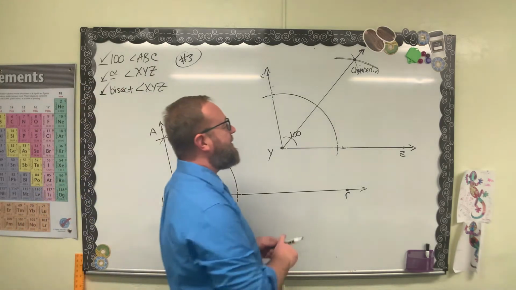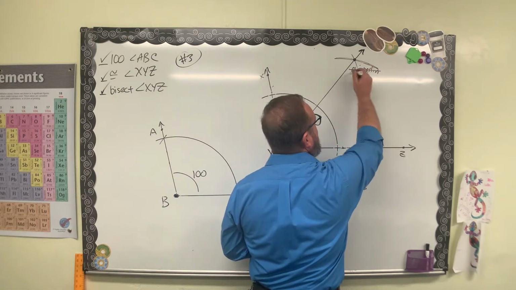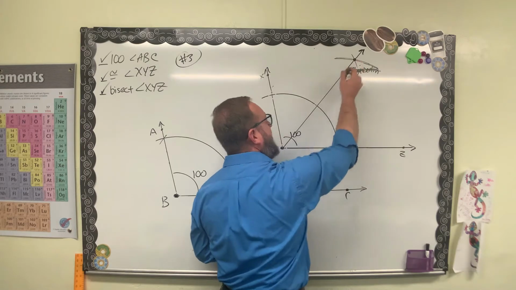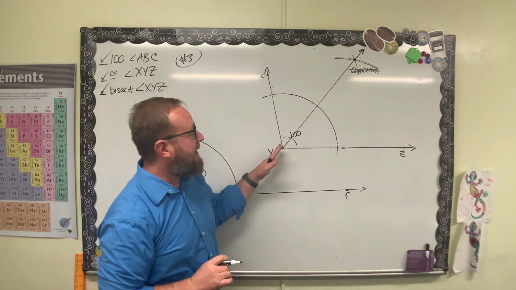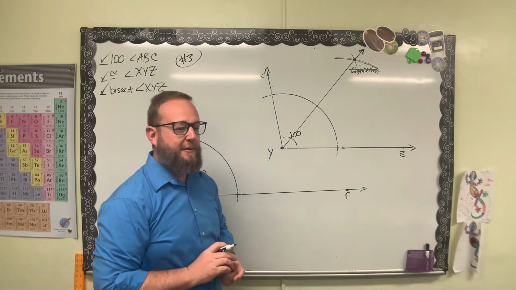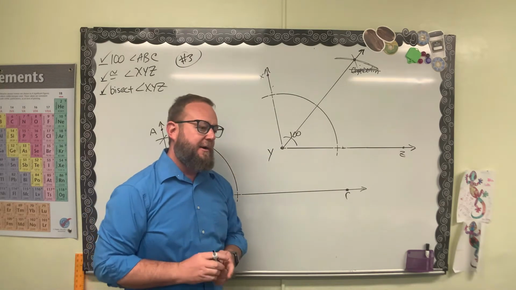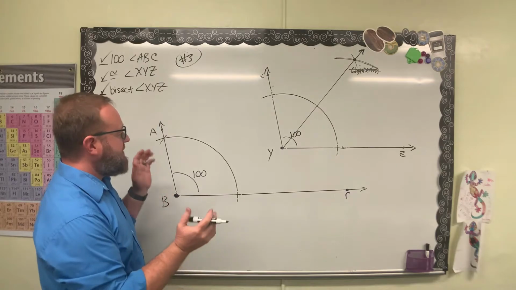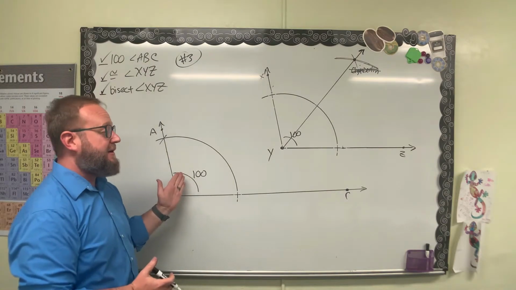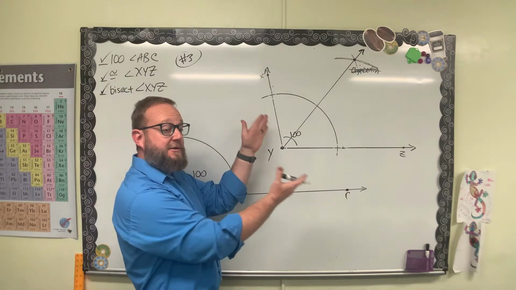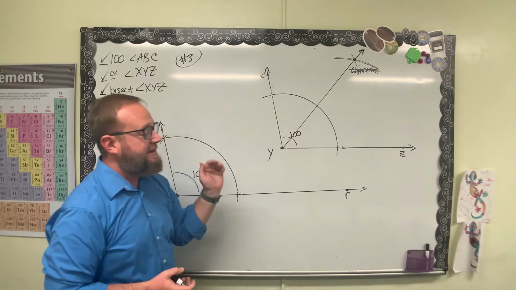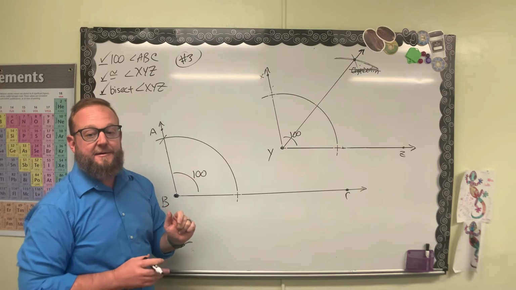Moving on. Well, there was no requirement to label it, but you have a point out there because the thing you're creating is that ray that bisects this angle. All right. So we constructed an angle that was 100 degrees. We then constructed an angle that was congruent to it, labeled it XYZ, and then we bisected XYZ.